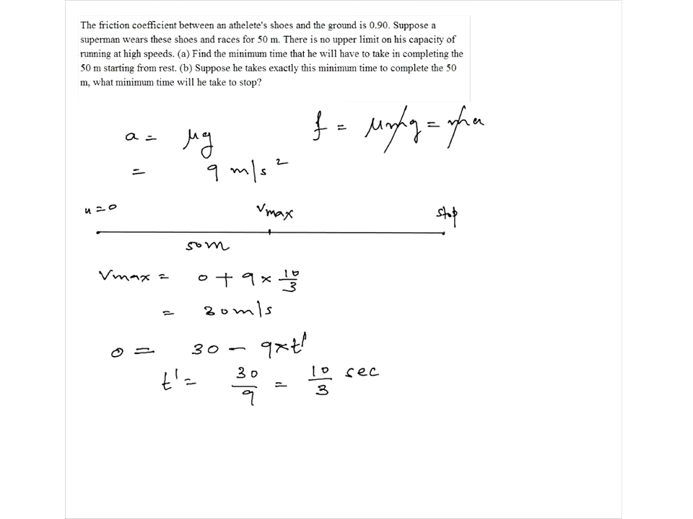We are able to walk and run due to static friction. Here is a problem based on this. Mu is given 0.9. A 50-meter distance has to be covered. What minimum time is possible?